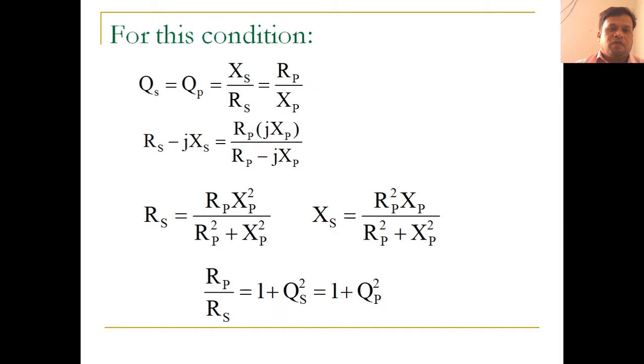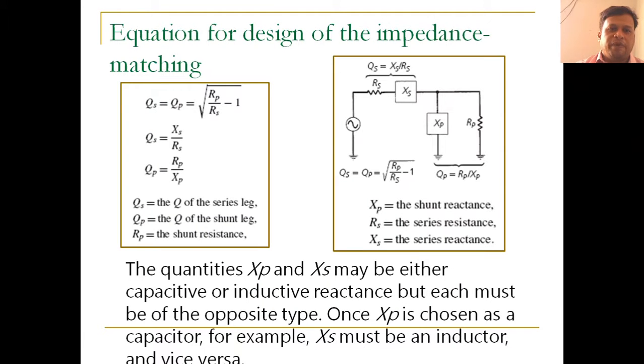So from this, for this condition, we take Rp by Rs, the load side as well as the source side. Rp by Rs is equal to 1 plus Qs square, that is equal to 1 plus Qp square also. Now the equation for the design of the impedance matching: Qs is equal to Qp is equal to square root of Rp by Rs minus 1, and Qs is equal to Xs by Rs, and Qp is equal to Rp by Xp.